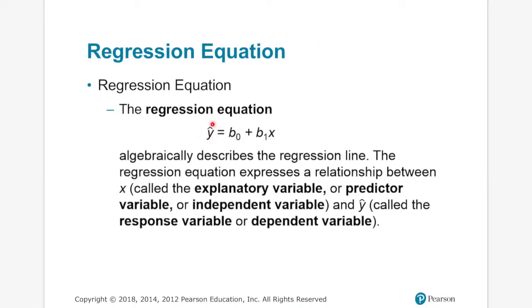The equation of the regression line is y hat equals b0 plus b1 times x, where b1 is your slope and b0 is your y-intercept. Y hat is the predicted y value for a given x value. X is the independent variable and y hat is the dependent variable.